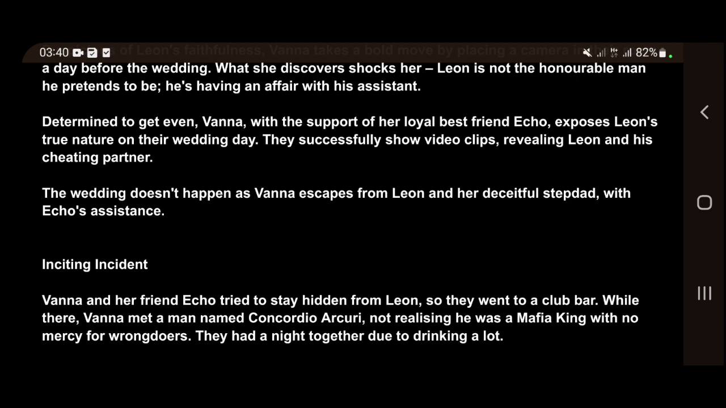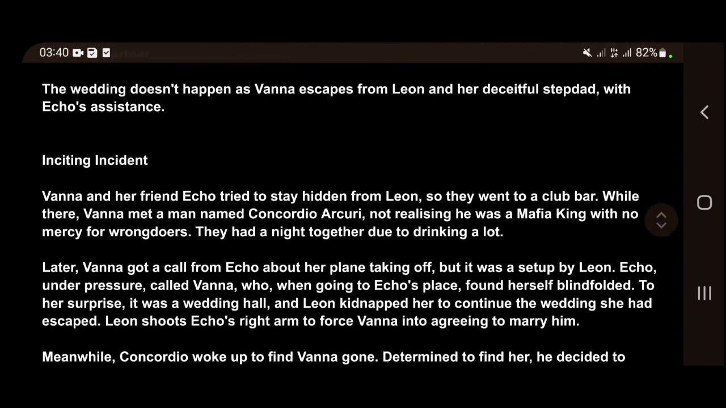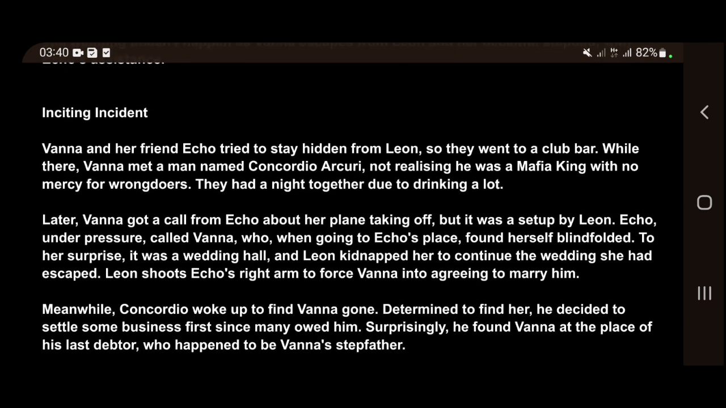And moreover, remember, there is no need for you to describe scenes in your plot outline. For example, saying Vanna enters the room, she saw Leo kissing the assistant, they touch themselves, they do this and do that. No, you don't need to do that. All you have to do is tell them what is happening in your story. Okay, so this is the inciting incident.